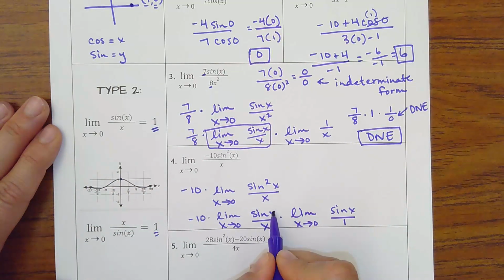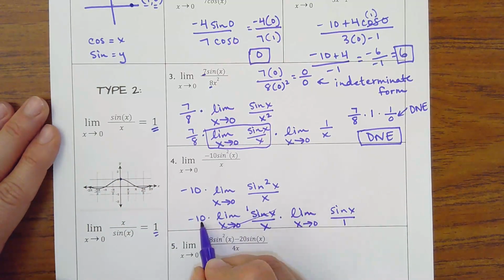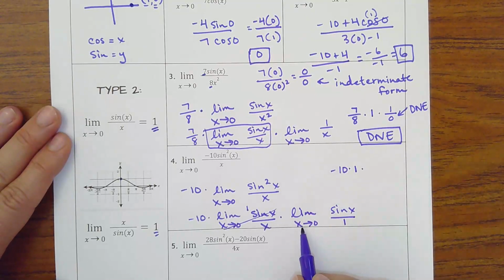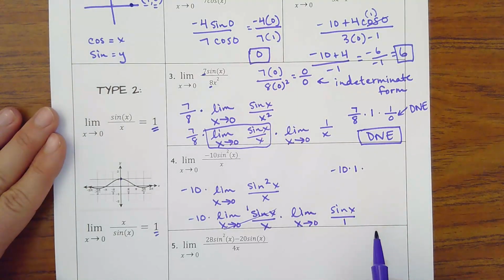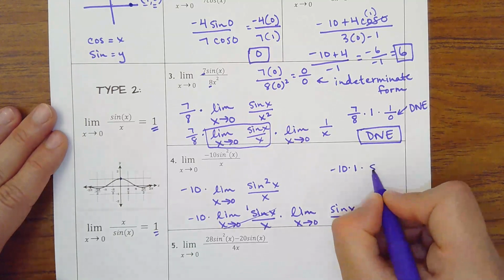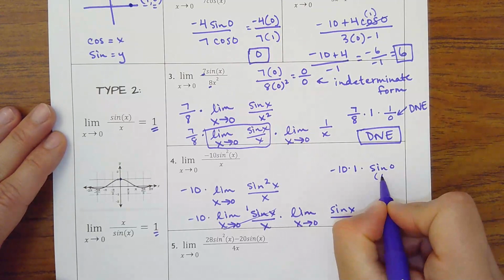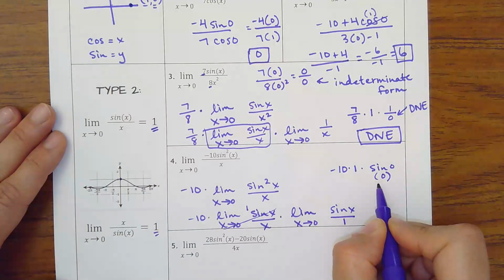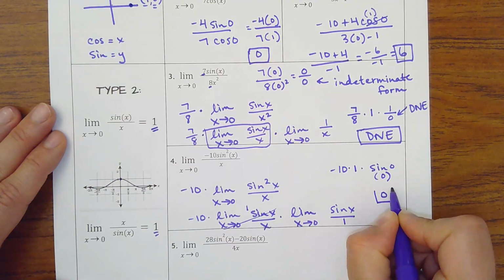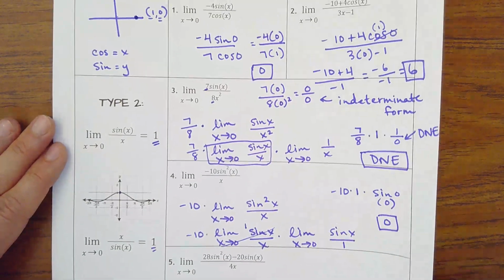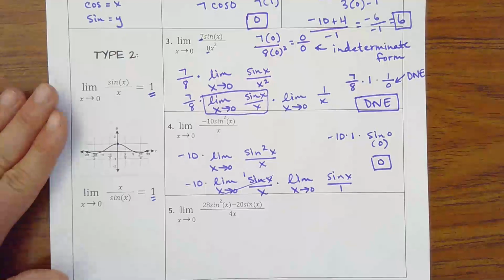Now I know that this is 1, so I've got negative 10 times 1 times, as x goes to 0, what's sine of 0? We said that that is 0. So we've got negative 10 times 1 times 0, actually just makes 0. But I was able to break it apart to where I could evaluate each limit. All right, last one of these.